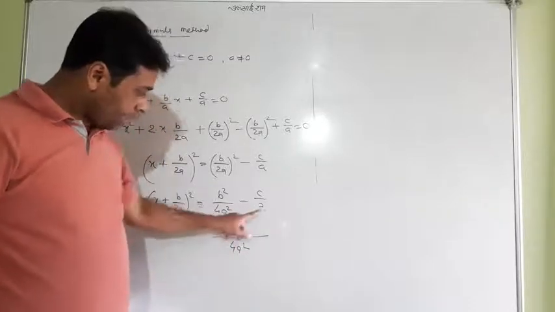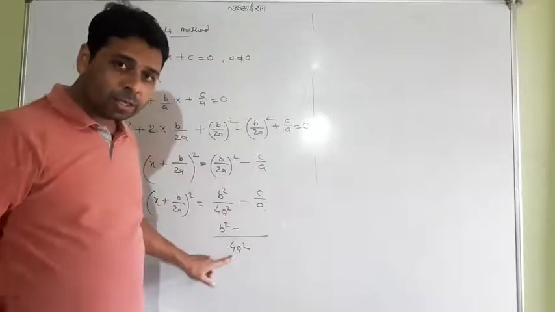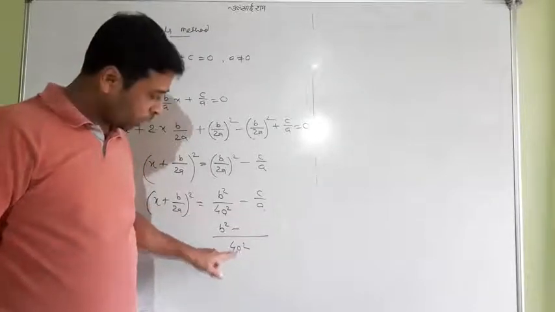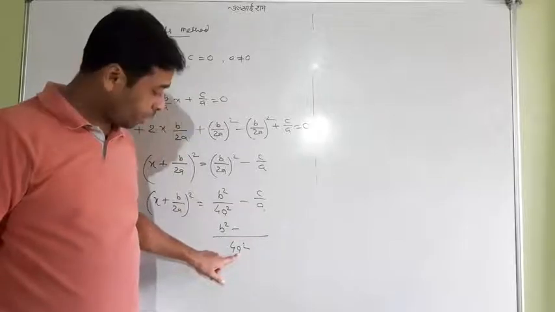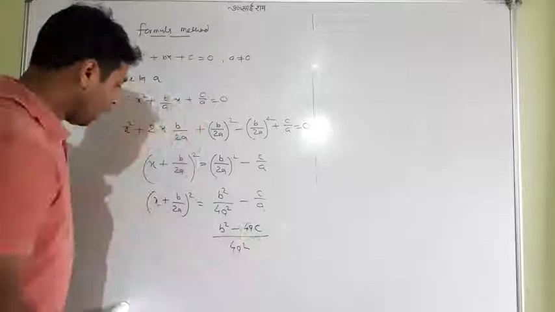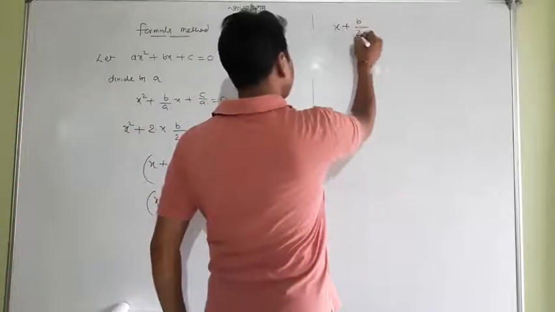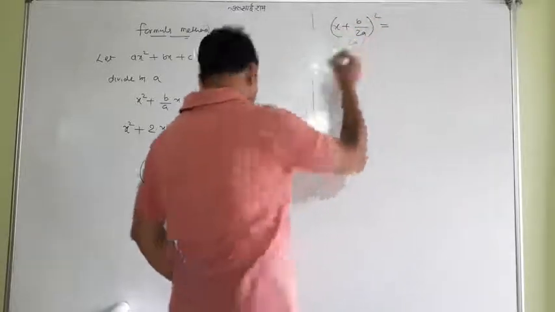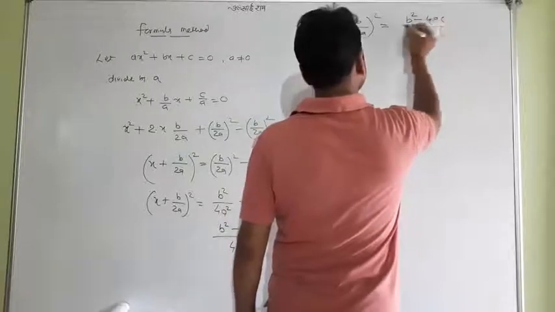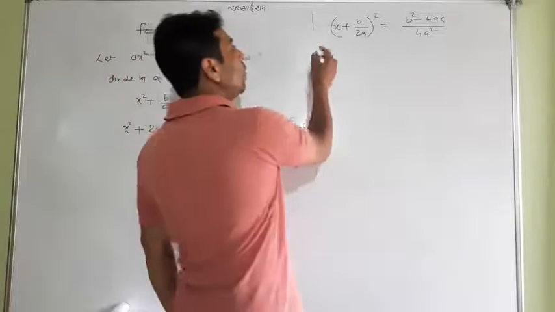So this is the same, and on dividing a square in this particular term we'll have 4a. This is the procedure of LCM. You just have to divide. In this one, 4a square divided by a, we have 4a, and 4a will multiply with c. It is 4ac. And what about here? Look at the term x plus b upon 2a whole square equals b square minus 4ac upon 4a square. Now what I'll do, I'll take a square root.